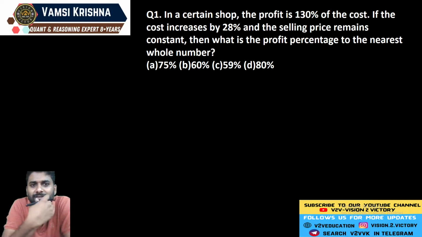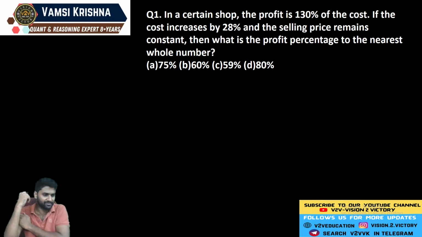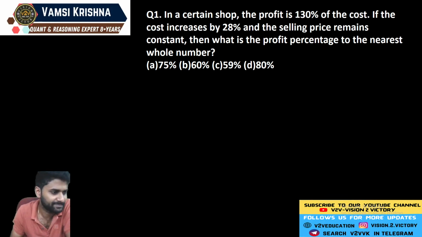Now we'll see the question here. In a certain shop, the profit is 130% of cost. If cost is increased by 28% and selling price remains constant, what is the profit percentage to the nearest whole number? So that's the question.